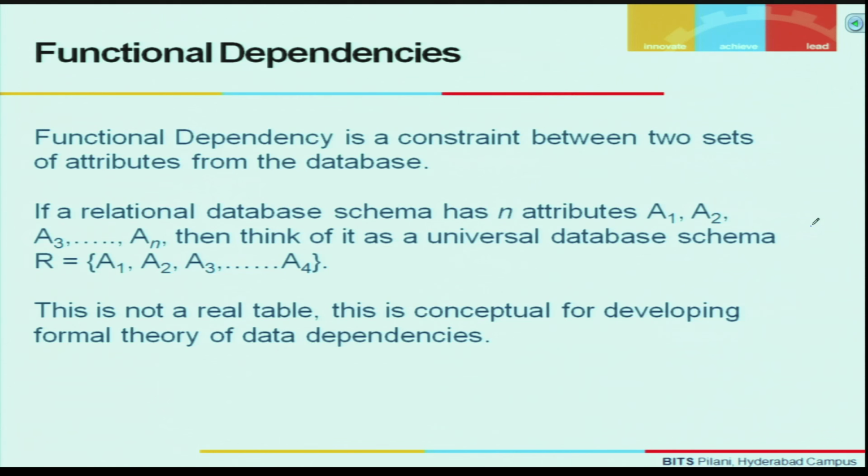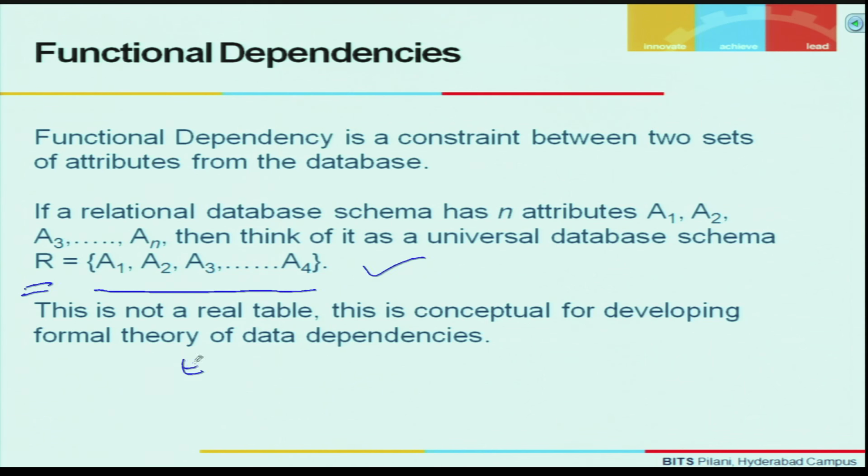First we need to study about the functional dependencies. Functional dependency is a constraint between two sets of attributes from the database. If a database schema has n attributes, A1, A2 up to An, then think of it as a universal database schema R, and then you include all the attributes that are available in the database. This is considered as a universal schema or universal relation.